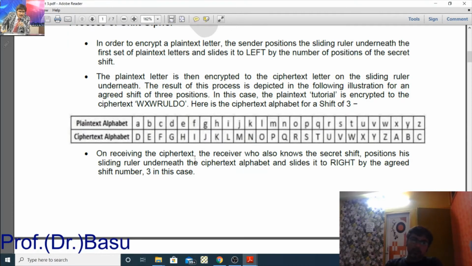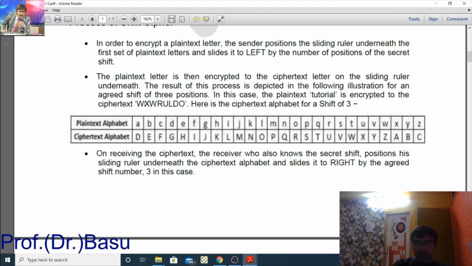To convert plain text into cipher text, see, A, B, C, D, these are the alphabets. You can convert A to D, so the difference is 3. A plus 3 is D, then likewise B plus 3 numerically gives E. So the difference between the plain text and the cipher text will be the same. For this tutorial plain text, we get the cipher text in this way.